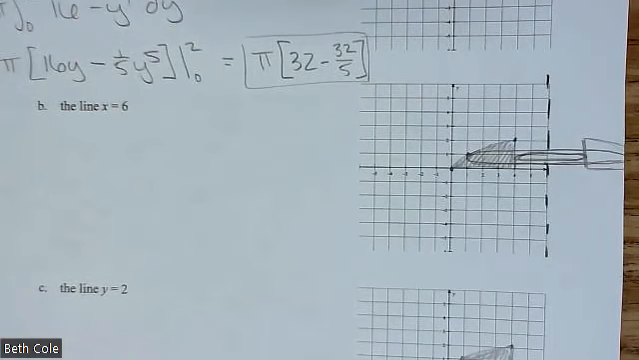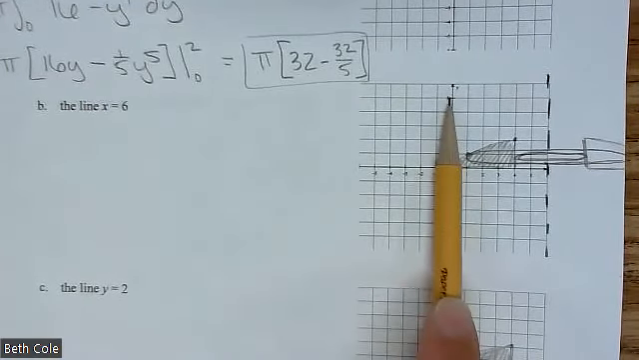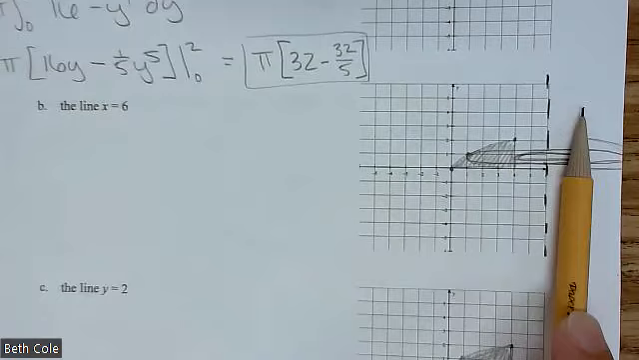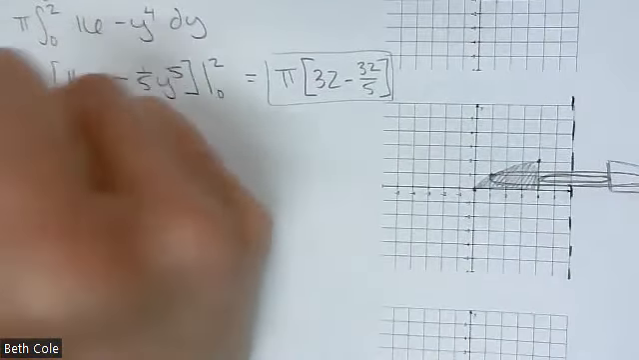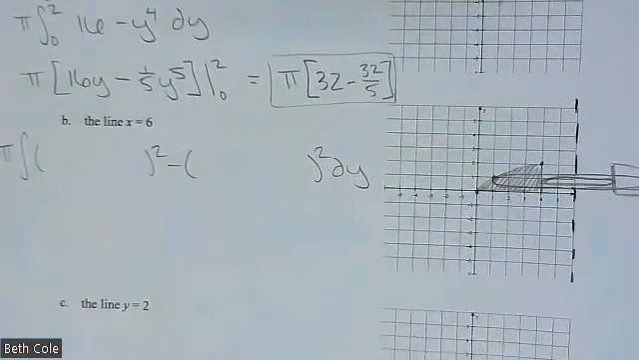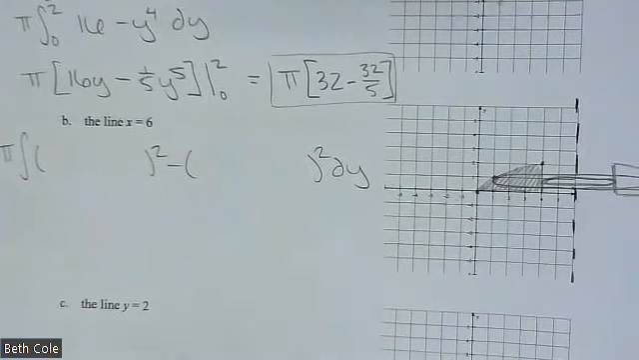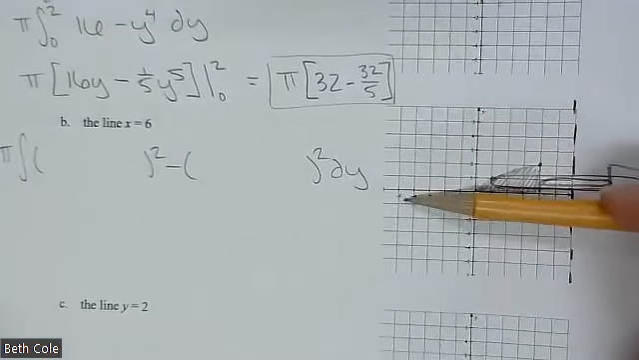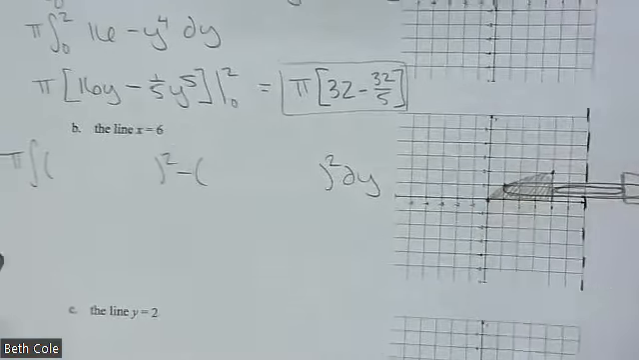So dx or dy? Good. Do you see how this is the y-axis? It's like we just scooted the y-axis over a little bit. So dy. So pi r squared minus r squared dy. Look at your y-axis for your boundaries. It's going to be from where to where? Zero to 2.